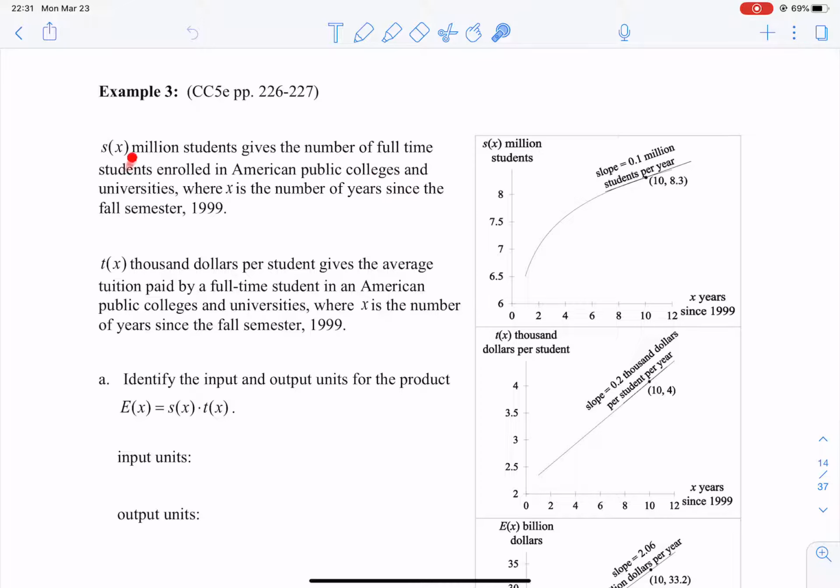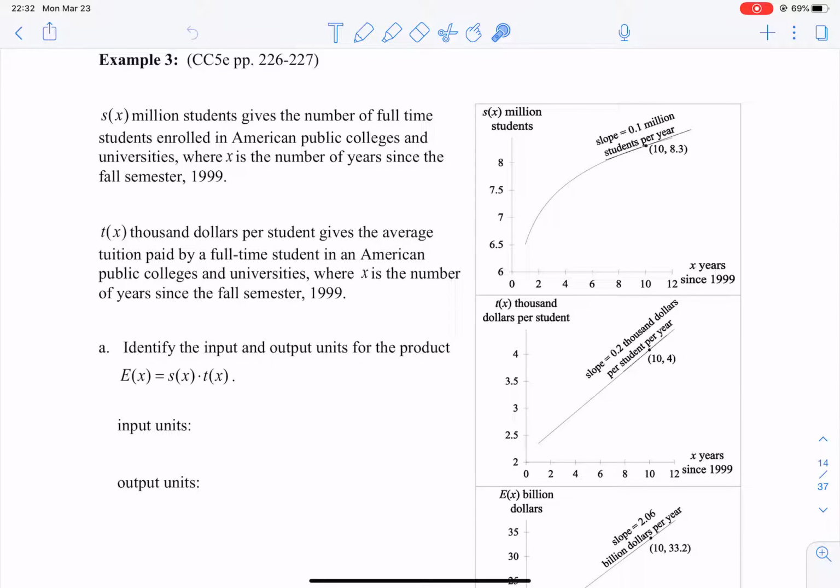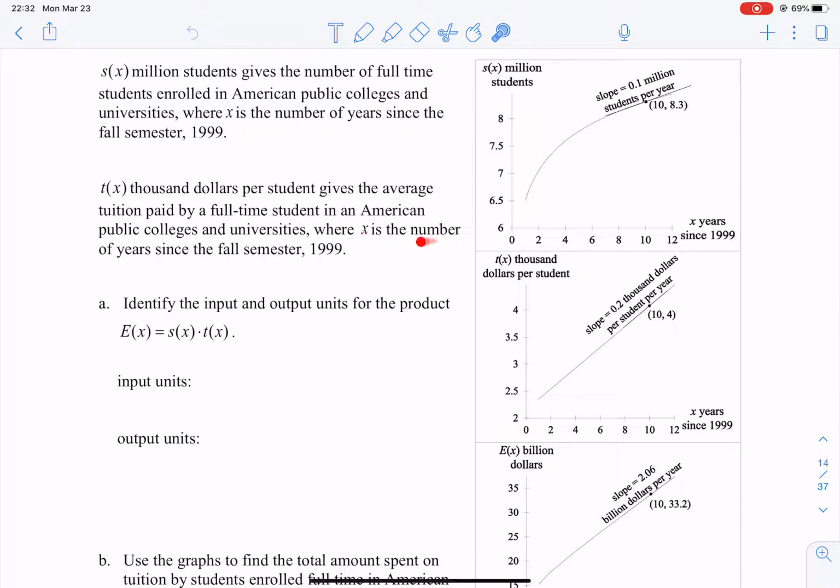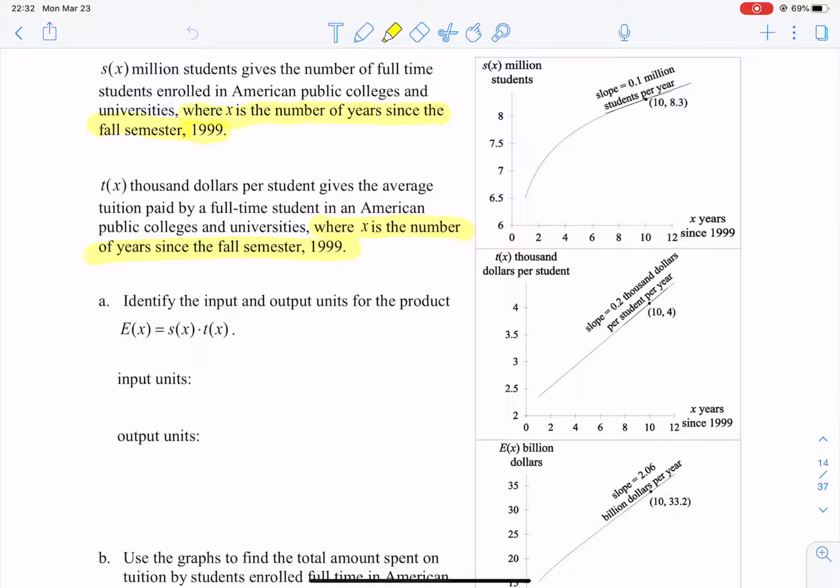So we know the input is x. Then next, let's try to see what x is. x is the number of years since the fall semester, 1999. So we know the first function. Then let's see the second function, t of x. The input variable must be the same as the first function, s of x. Let's check it, where x is the number of years since the fall semester. Yes, they're the same, because both of them are x.